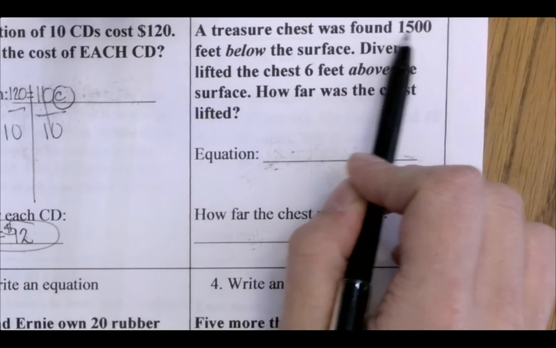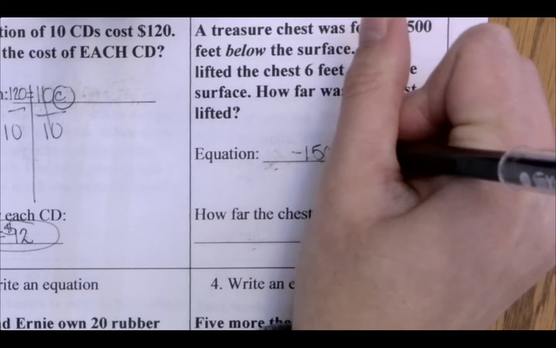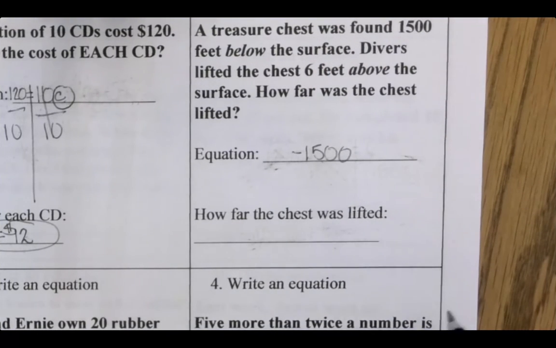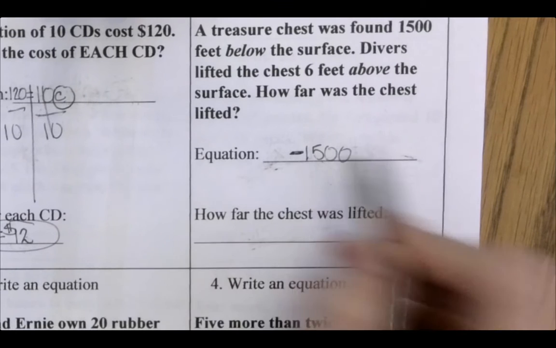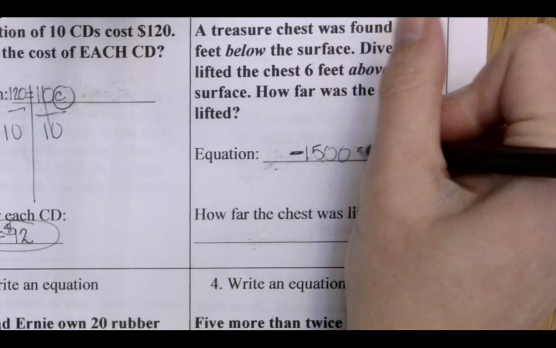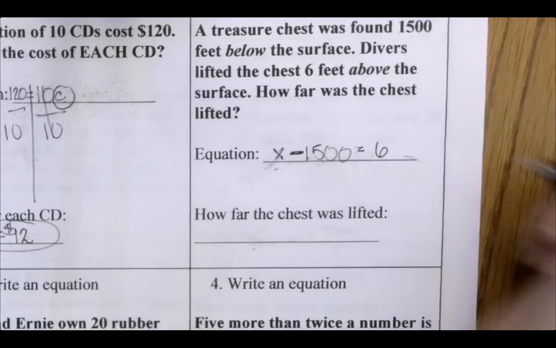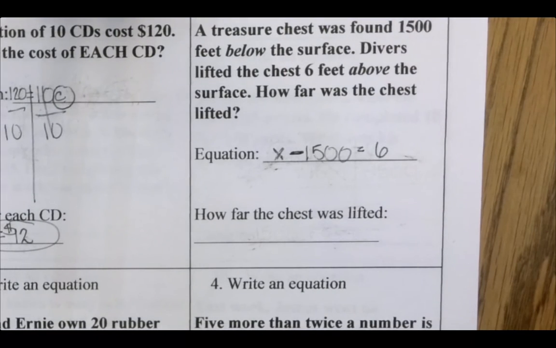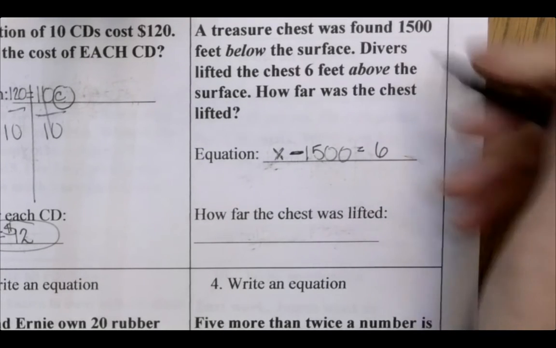Our starting value is negative 1,500 feet, below sea level. Because it's below, going back to the 5th and 6th grade when you start learning about integers, we're going to have a negative. Okay? When I added how much I went up, I ended up at 6 feet above sea level. So now it wants to know how far it was lifted, so we're actually going to solve this.